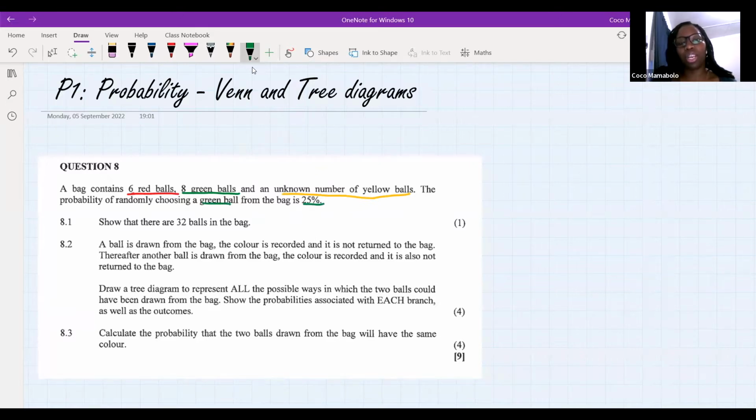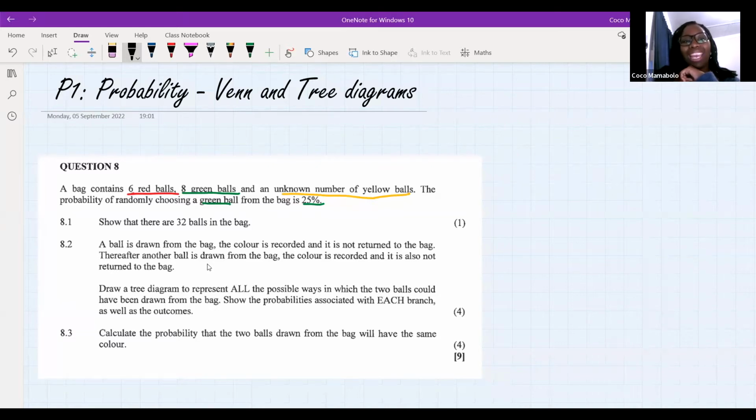Okay. Question 8.1 says, show that there are 32 balls in the bag. Does anybody have any idea how we can tackle this question? Good, Diana. We're definitely going to be using that 25%, but what exactly would we do with it? Okay, good. 25 over 100 times 6.